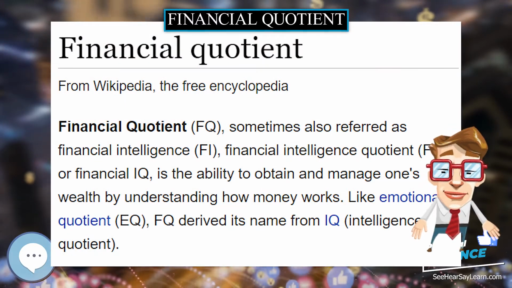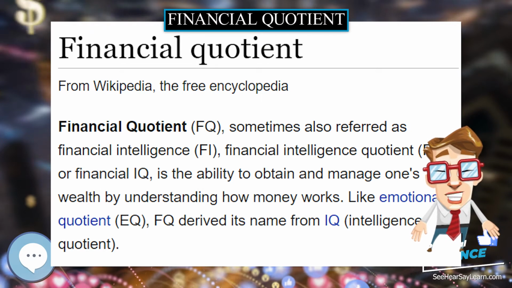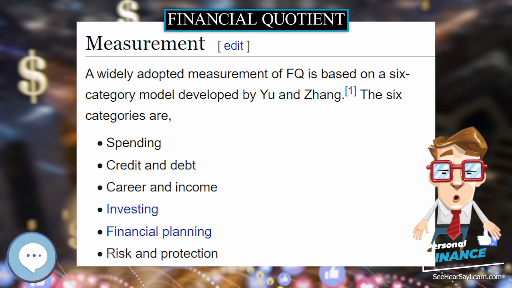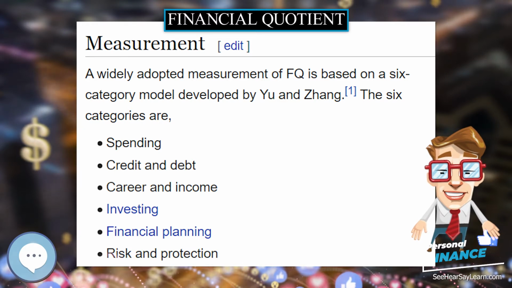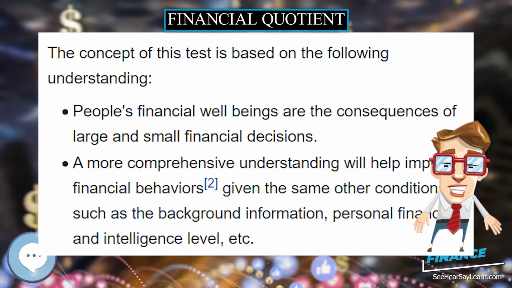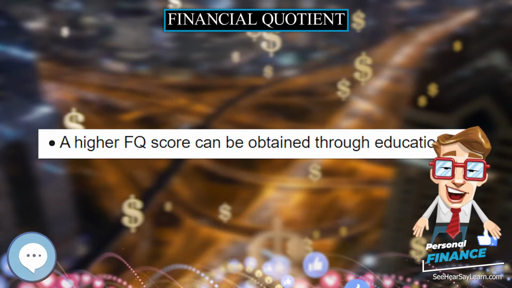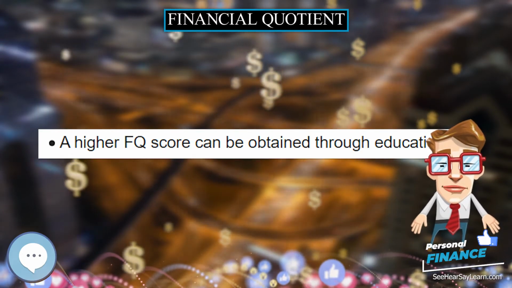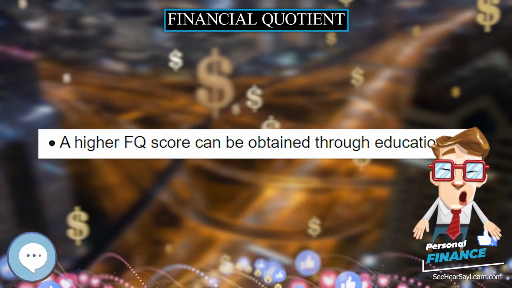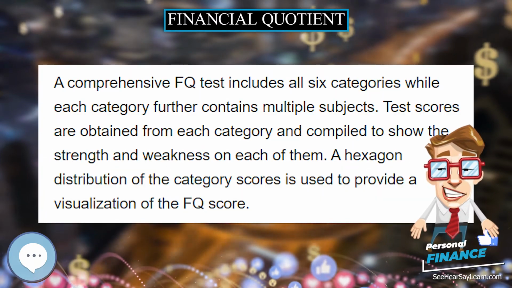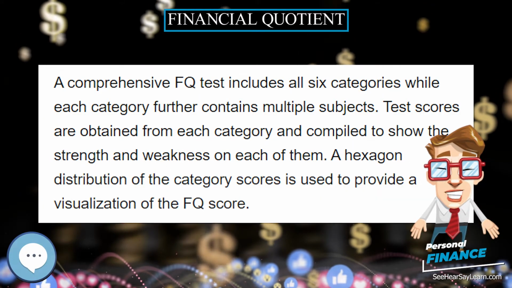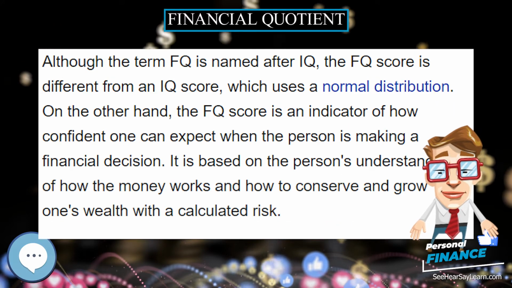Financial quotient, FQ, sometimes also referred to as financial intelligence, FI, financial intelligence quotient, FIQ, or financial IQ, is the ability to obtain and manage one's wealth by understanding how money works. Like emotional quotient, EQ, FQ derived its name from IQ, intelligence quotient.